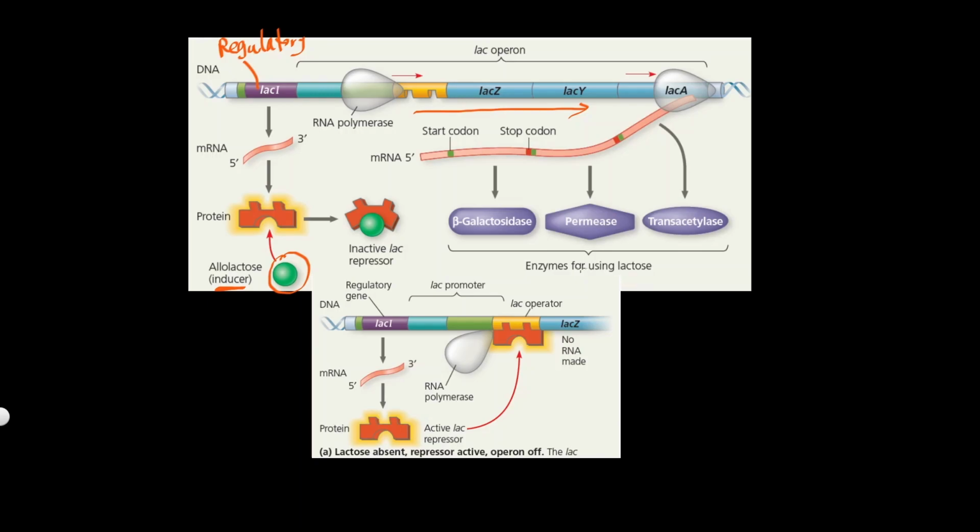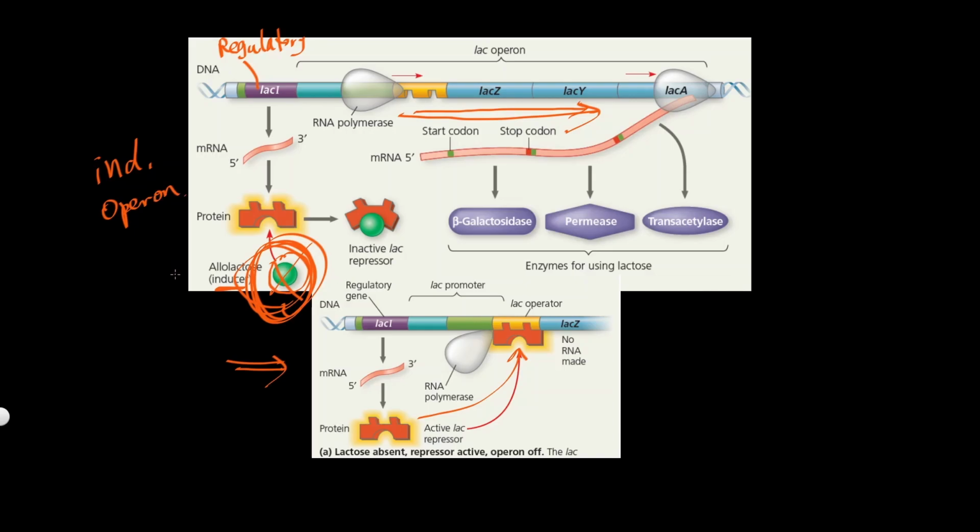However, if there's no lactose, look at the bottom here. If there is no lactose, the repressor is active without the inducer, and it sits there all the time until when? Until allolactose or any kind of lactose is present. Because the presence of allolactose will induce transcription, this is called an inducible operon.